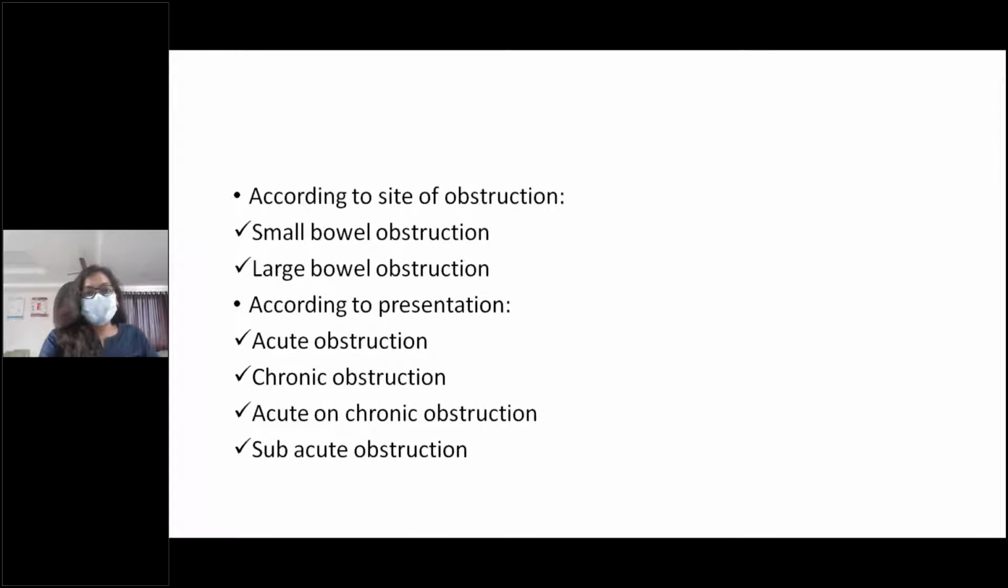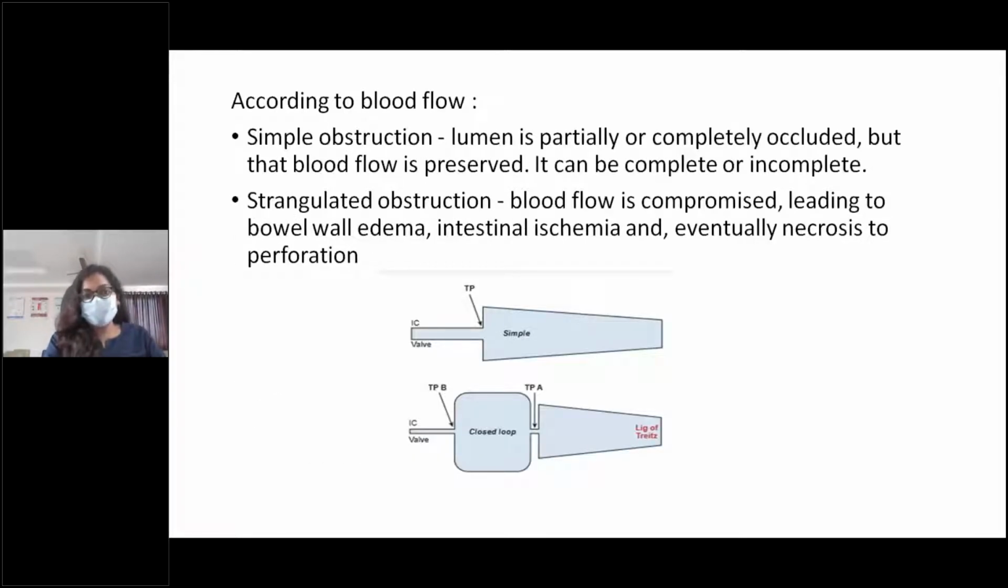According to the site of obstruction, intestinal obstruction is classified into small bowel obstruction and large bowel obstruction, and according to the presentation, it can be acute obstruction, chronic obstruction, acute on chronic obstruction, or subacute obstruction. According to the blood flow, simple obstruction and strangulated obstruction will be there.